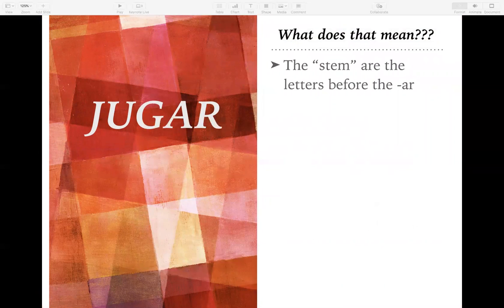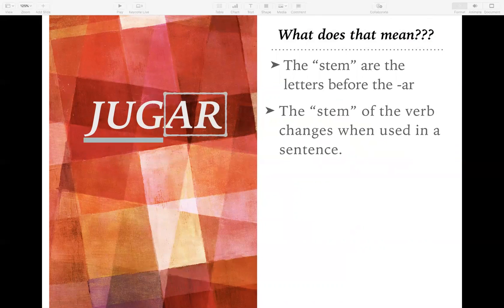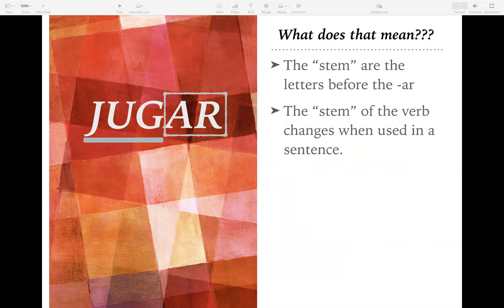The stem are the letters before the AR. So whenever you hear or read in your course the stem of a verb, it is all of the letters before the AR, ER, or IR. Okay, so this is of course an AR verb. So the stem of jugar is J-U-G. All right, so if it is called a stem-changing verb, it means that the stem changes when it's used in a sentence. Usually in Spanish, the stem doesn't change.